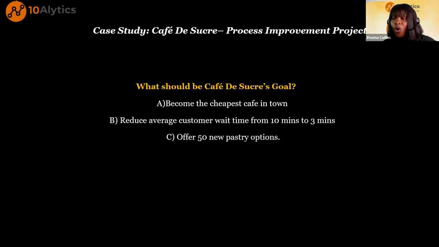So as a business analyst or as an agile project manager on this call, what should be Café de Sucre's goal? You're a business analyst, you've been drafted on this project. I would like to get your response. Put it in the comments section, okay? What should Café de Sucre's goal be? Is it A, become the cheapest cafe in town? Is it B, reduce average wait time from 10 minutes to 3 minutes? Or is it C, offer 50 new pastry options?